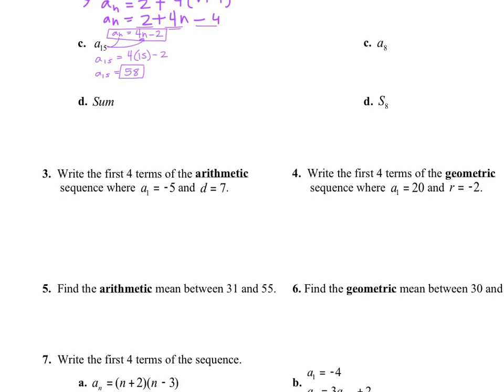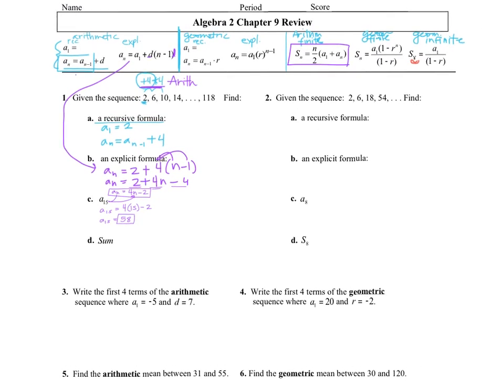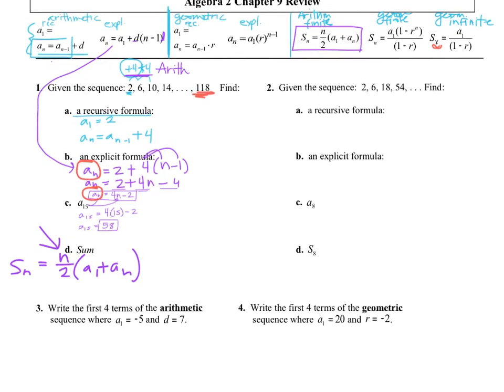So this one, the sum, we first have to figure out how many terms, right? If we're going to do this formula, S sub n equals n over 2 times a sub 1 plus a sub n, we need to know what n is. We need to know how many terms. Well, remember what we said before, a sub n is your last term. So if you look up here, our last term is 118.